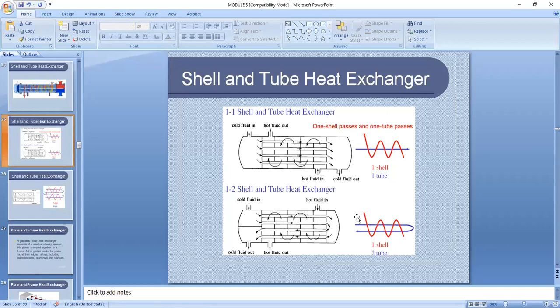Again, the blue are your tube bundles. So you have two tube bundles in here, two tube passes, and you have the red as the shell side fluid. So one shell only.